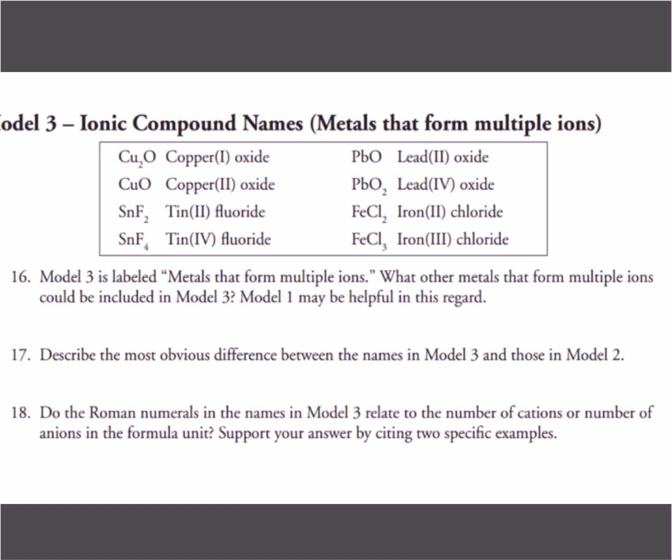Now, Model 3, ionic compound names, and this is with metals that form multiple ions. So what other metals that form multiple ions could be included in Model 3? Besides copper 1, copper 2, tin 2, tin 4, lead 2, lead 4, iron 2, iron 3. Any of the ones, guys, in the transition elements that we haven't listed already. All right, mercury. Mercury what? We had mercury. What were the charges?